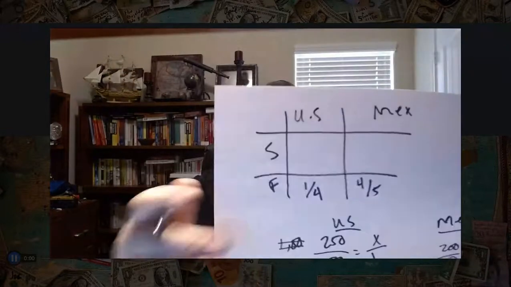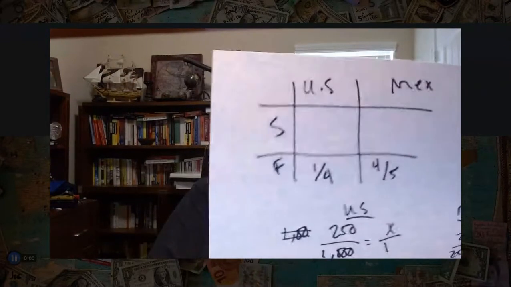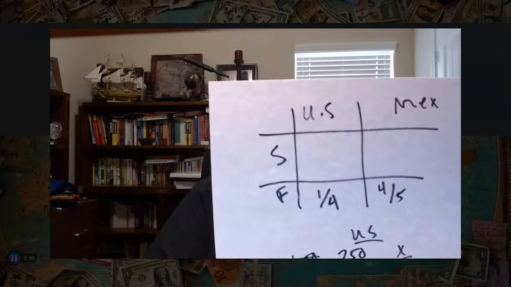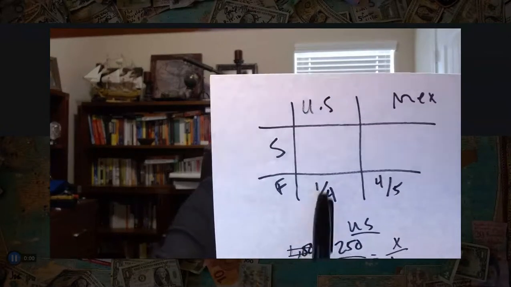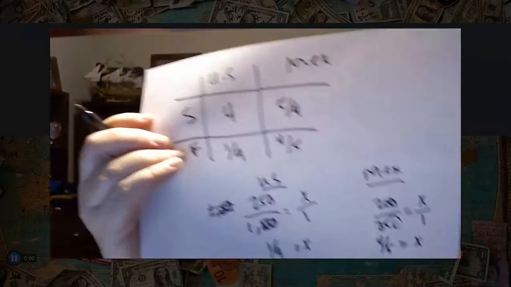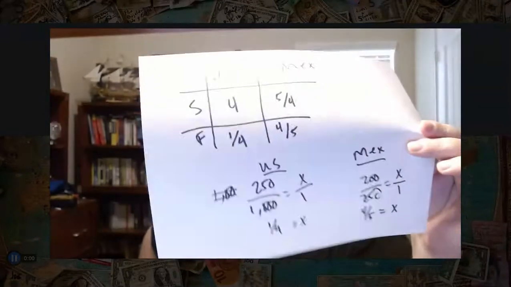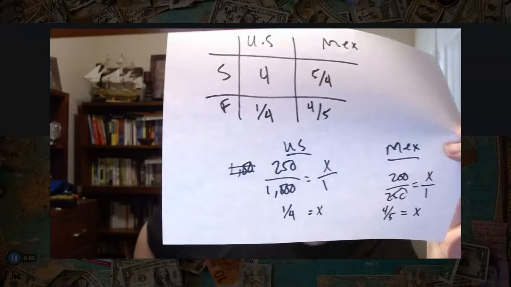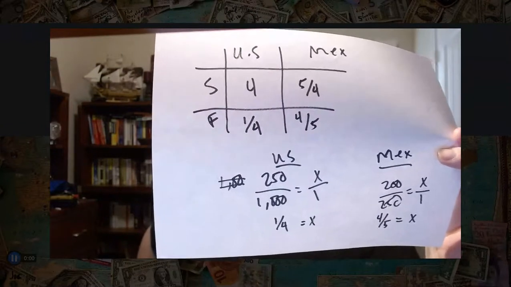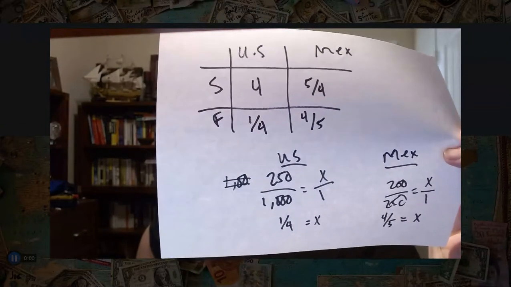All right? The U.S. is giving up a quarter of a shoe for every fridge they produce, whereas Mexico is giving up 4/5 of a shoe for every fridge it's producing. All right? Now we're going to do the same calculation for shoes. Done. Wow, that was fast, huh? Notice that it's just the reciprocal.